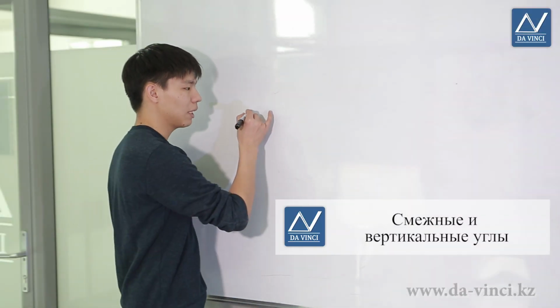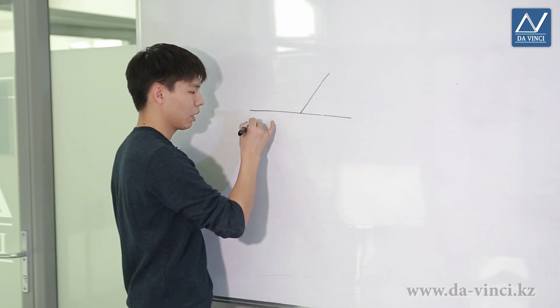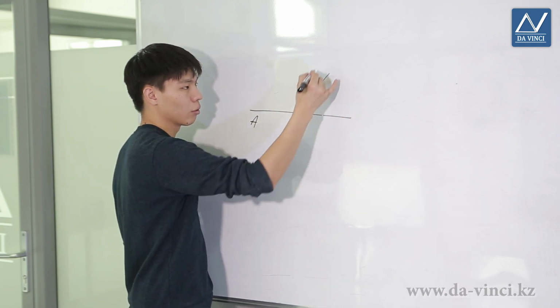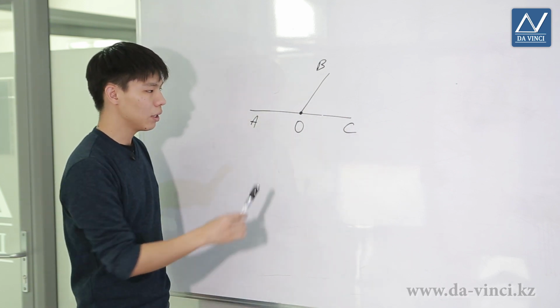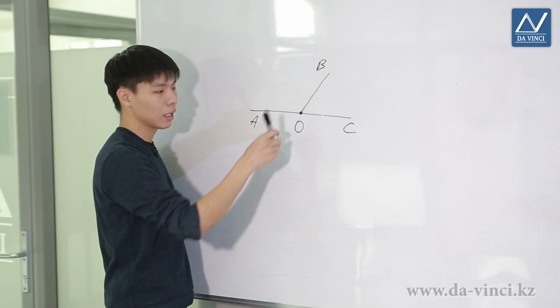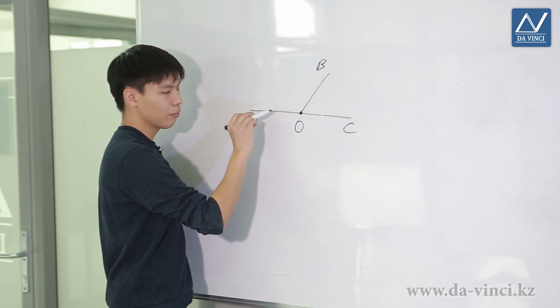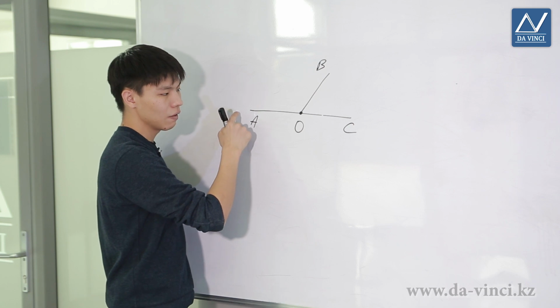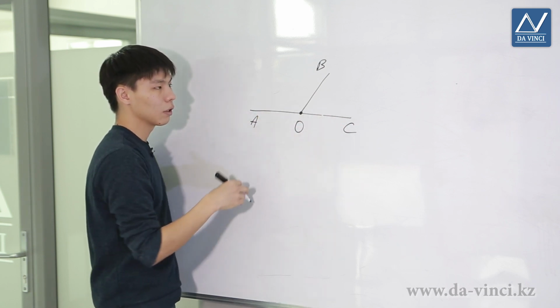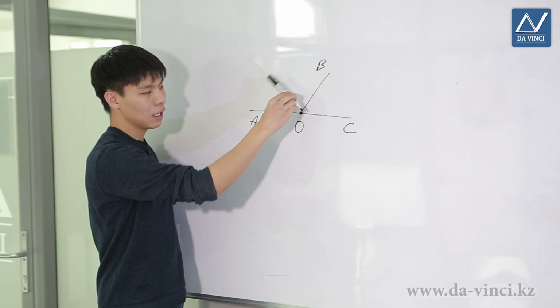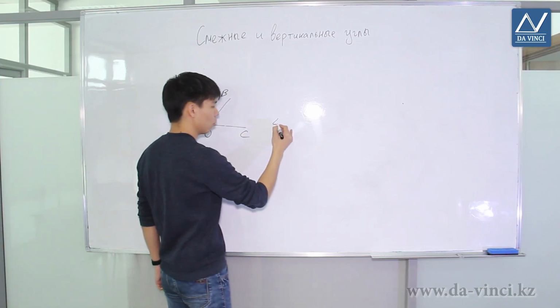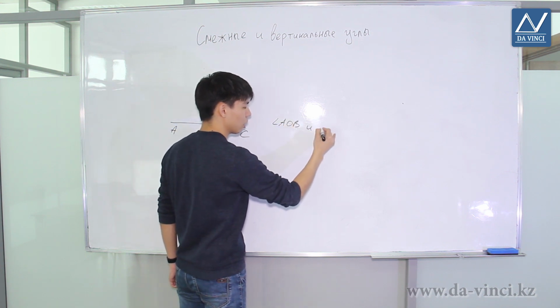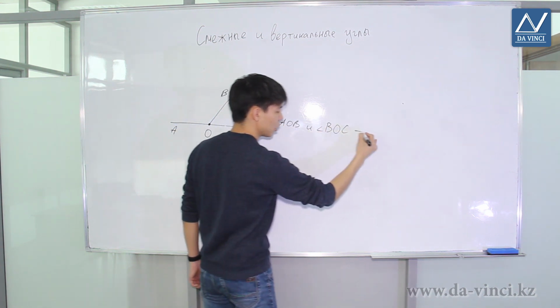Hi, the topic of this lesson is adjacent and vertical angles. Let's take a look at these two angles, angle AOB and angle BOC. What's interesting about them? These angles have one common side, OB, and the sides AO and OC lie on the same straight line, or in other words, they are continuations of each other. So, two angles with one common side, and the other two sides that are a continuation of each other are called adjacent. That is, angle AOB and angle BOC are adjacent angles.